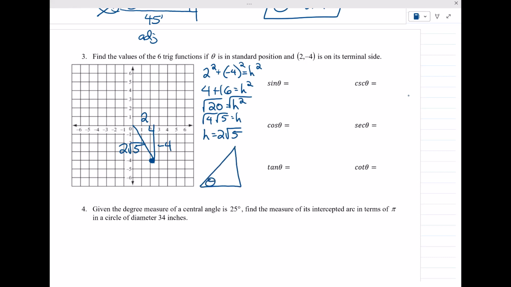If it helps you, you could draw a fresh triangle off on the side here. This is the angle. Remember, the angle is always up against the x-axis. And from this angle, we know the opposite side is -4. The adjacent side is 2. And then the hypotenuse is 2√5.